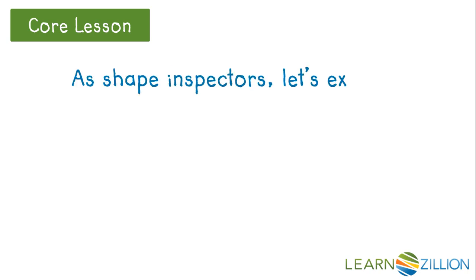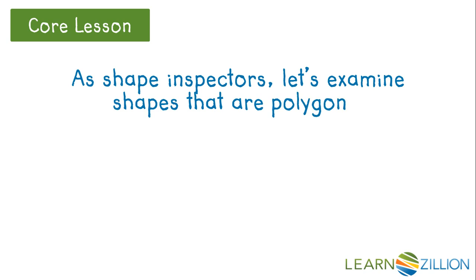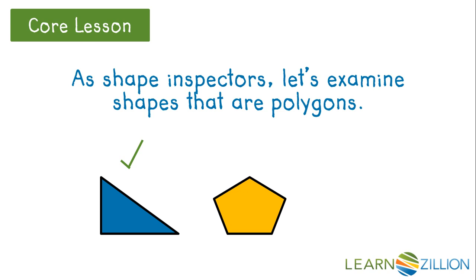As inspectors, let's examine shapes that are polygons. Let's see, the first one. What do you notice? The shape has three straight sides that are closed. The middle shape has five straight sides that are all connected and closed. Finally, the shape on the right has four straight sides without any gaps.